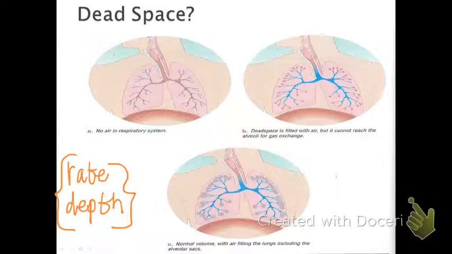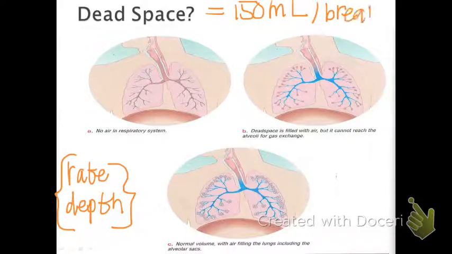Versus how much air just stays in the lungs and does not reach the alveoli for gaseous exchange. And the average amount of air that we breathe into our body that does not get delivered to the alveolar sacs is about 150 milliliters per breath. So we think about this in the big scheme of things.